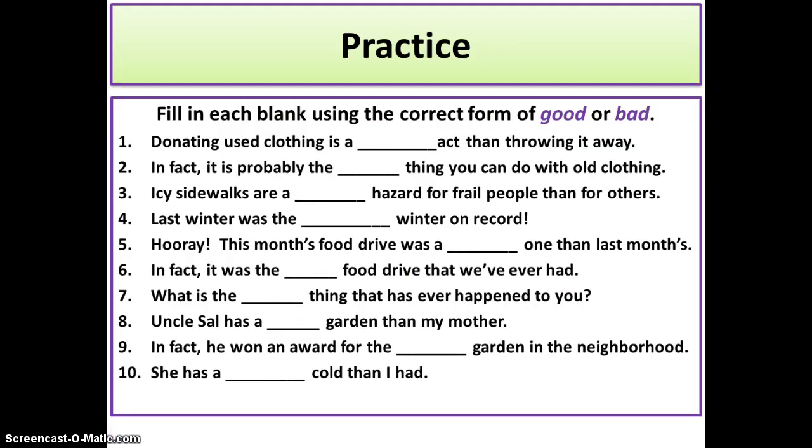Let's practice. You may need to turn your paper over to the back side. Again, number 1 through 10, skipping a line between each. You are going to fill in each blank using the correct form of good or bad. You do not need to write the entire sentence, just the correct form of good or bad. We'll do the first one together.